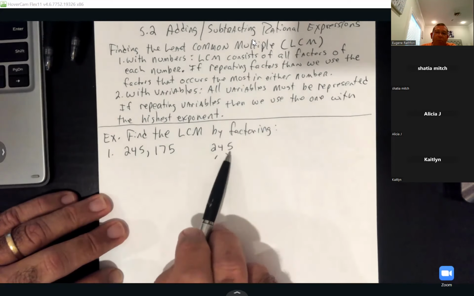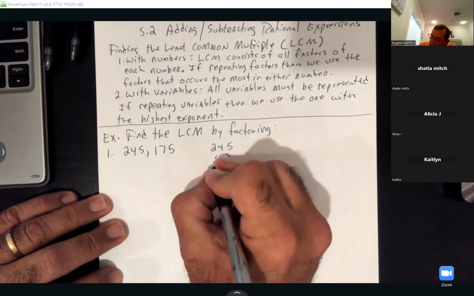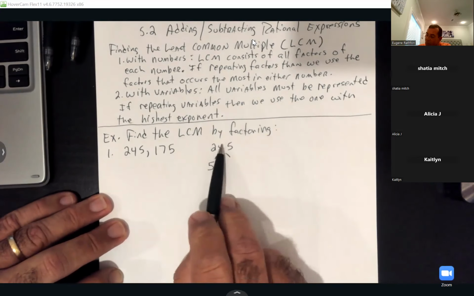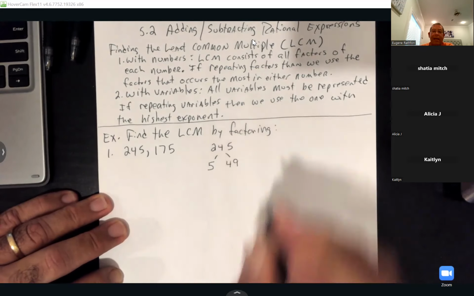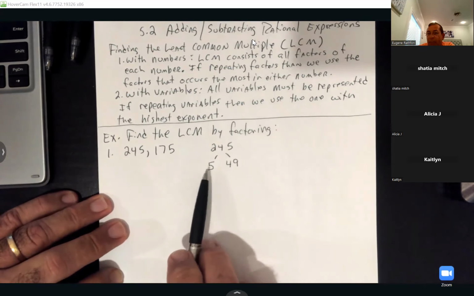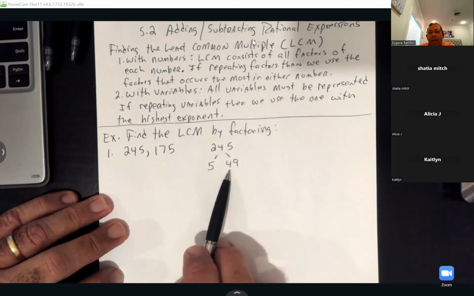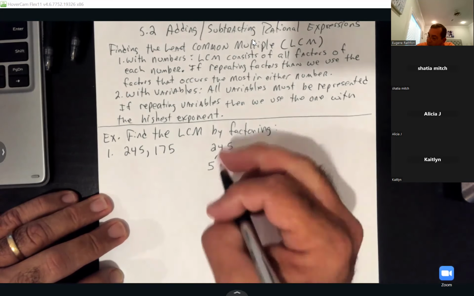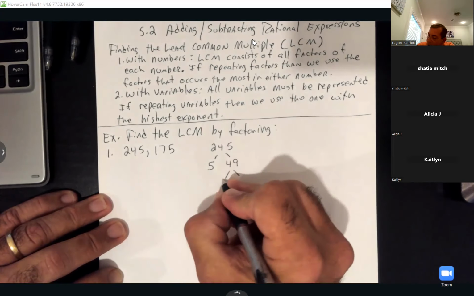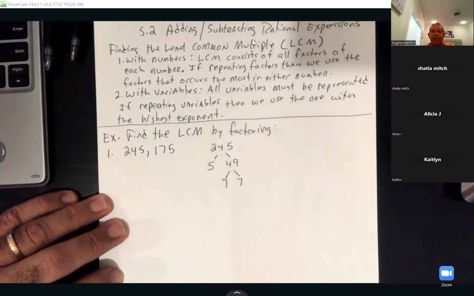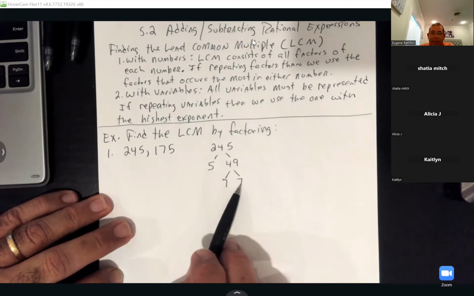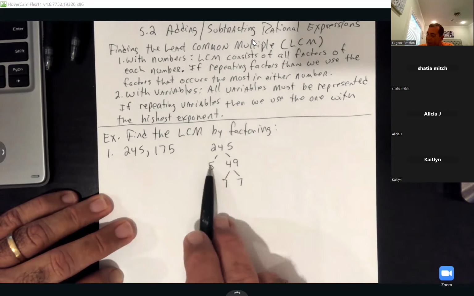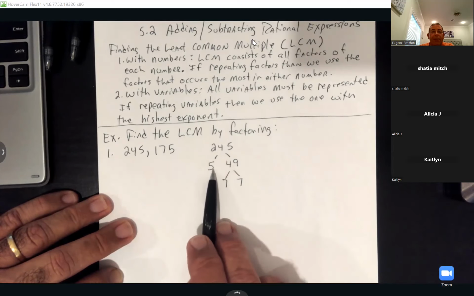We know 245 will divide by 5. So if I take 245 and divide by the 5, that leaves me a 49. Now the 5 is a prime number, but the 49, we can factor that down further. We can factor that 49 into a 7 and a 7. So the 5 happens once, and then the 7 happens twice. And then I can't go no further because now I've got it into all prime factors.